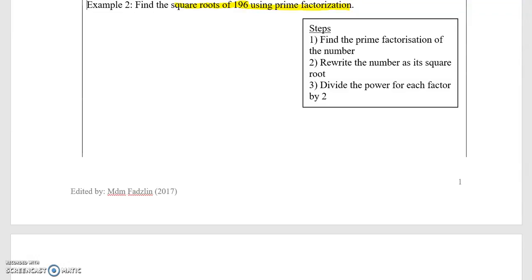We can rewrite the words square root of 196 as the single square root of 196. So for this answer, we know that there will be two answers, a positive and a negative number. So the first step is to find the prime factorization of the number 196.